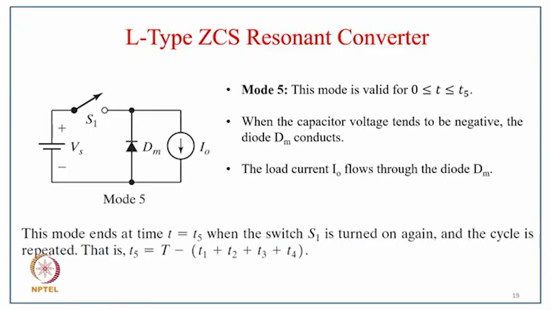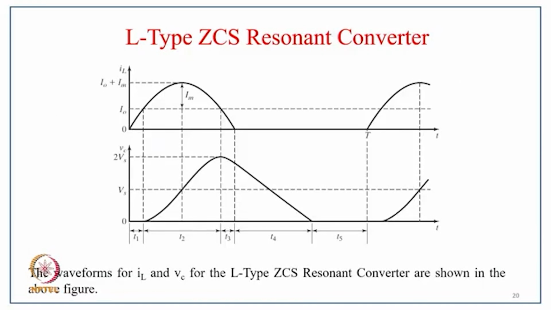Now coming to mode 5, this mode is valid from 0 to t5, and when the capacitor voltage tries to go negative, the diode Dm conducts, and the load current I0 flows through the diode Dm. This mode ends at t equal to t5 when the switch S1 is turned on again, and the cycle is repeated, where t5 equal to T minus in bracket t1 plus t2 plus t3 plus t4.